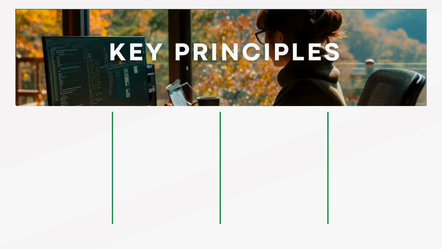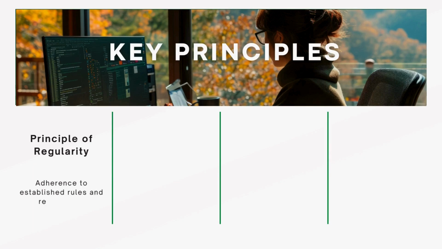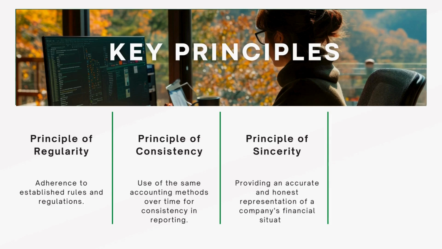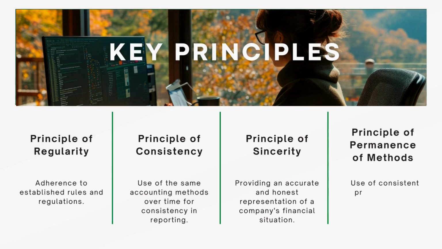Key principles of GAAP. Principle of regularity: adherence to established rules and regulations. Principle of consistency: use of the same accounting methods over time for consistency in reporting. Principle of sincerity: providing an accurate and honest representation of a company's financial situation. Principle of permanence of methods: use of consistent procedures and methods in financial reporting.